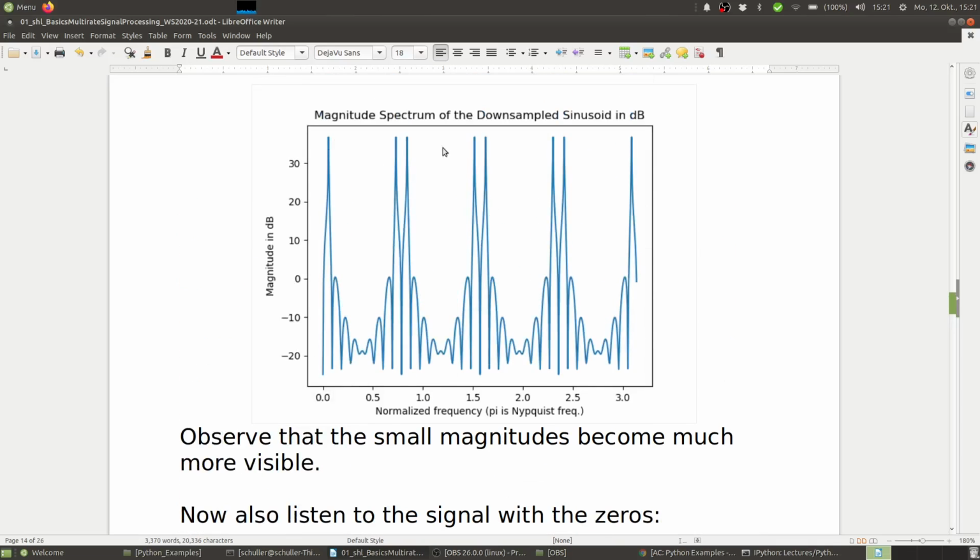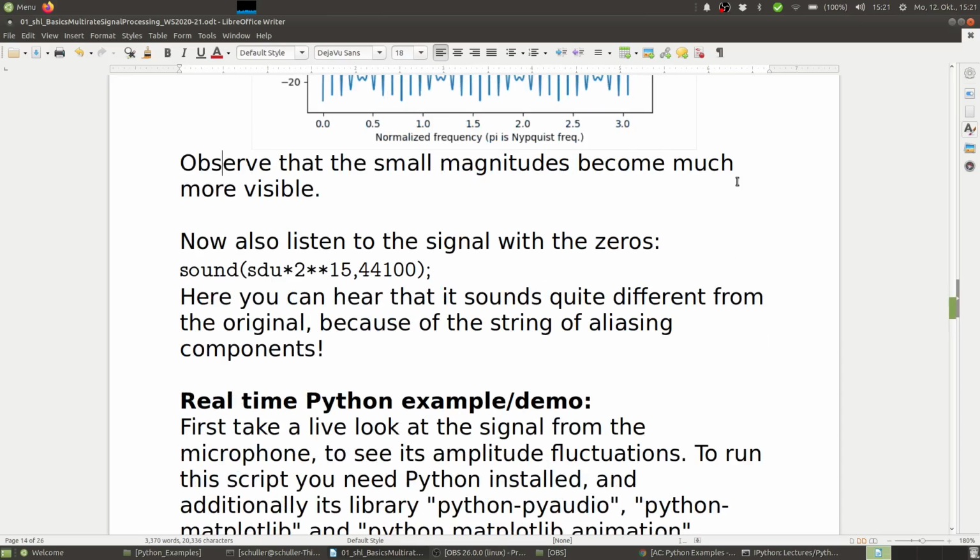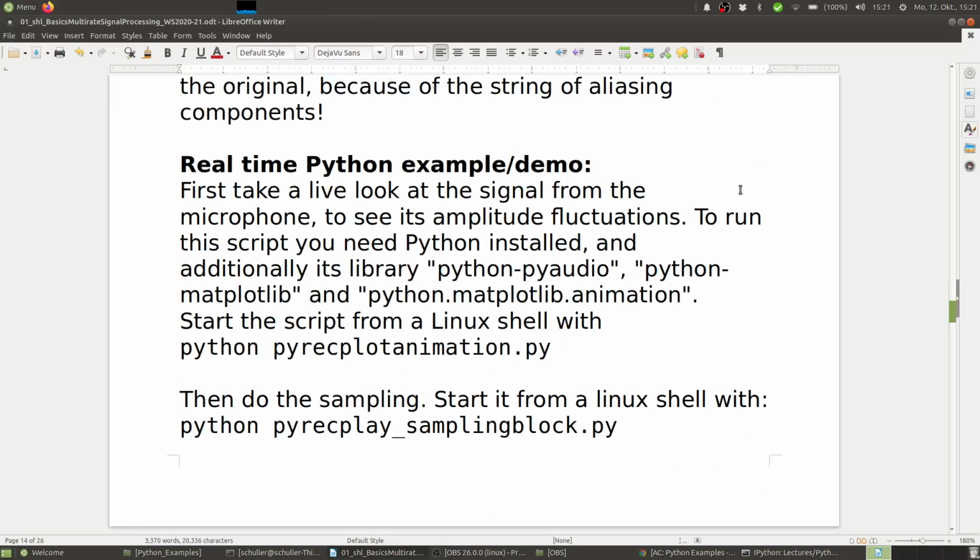So basically we just heard this spectrum here. So this is still the original, and here are the spectral copies, which are now becoming obvious when you listen to it. Yeah, so in general you don't want to hear those alias components or those spectral copies, and hence we need to find out how to get rid of them.